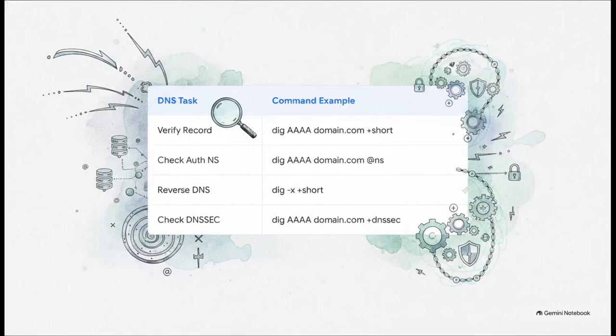Keep these specific dig queries in your back pocket because they will quickly isolate exactly where things are going wrong. Use the +short flag to cut out all the extra noise and just get the IP address. You can also direct your query to a specific authoritative name server by using the @ symbol, which is perfect for ruling out any local caching weirdness. Use the -x flag to check reverse DNS pointer records. And crucially, if you suspect a chain of trust failure, just append +dnssec to see if your resolver is actually validating those cryptographic signatures.